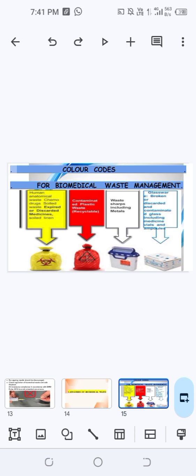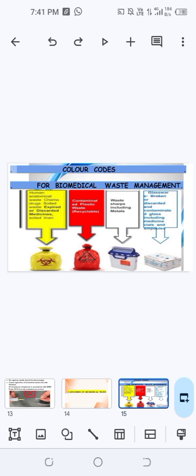Firstly, in the yellow bucket or yellow bag, the human anatomical waste is discarded. In that are the wastes generated in the hospitals, the chemo drugs, the expired medication. Mainly there are two yellow buckets. One is for the cytotoxic drugs or the expired medication, and one bucket is for the human anatomical waste. Any kind of cotton swab or gauze piece with blood stain, then the soiled linen, everything that is in contact with the body part is discarded in the yellow bucket.